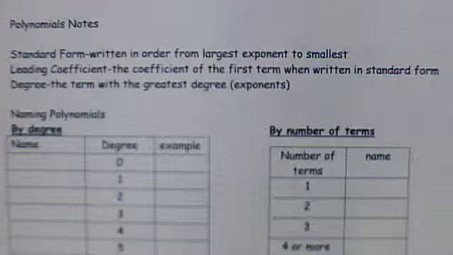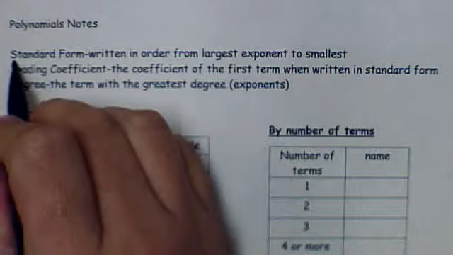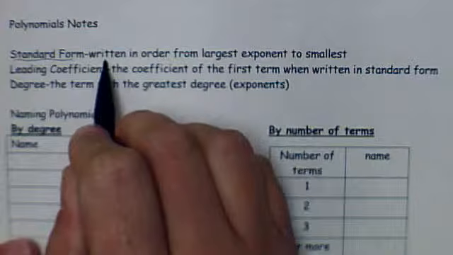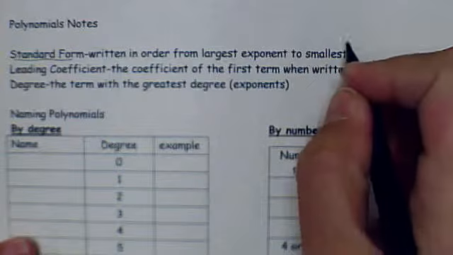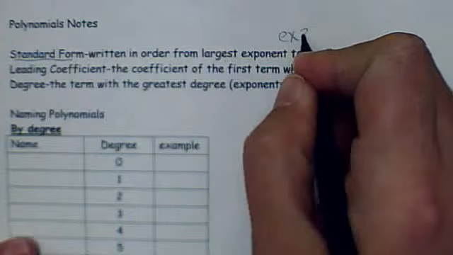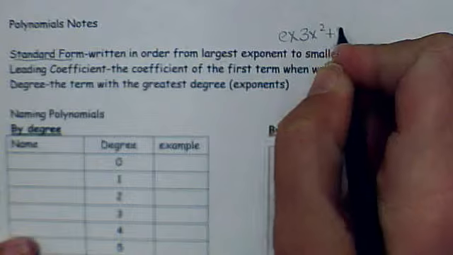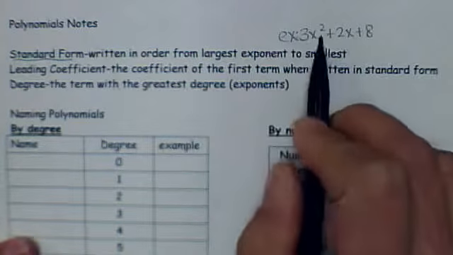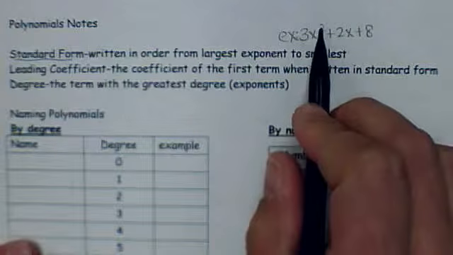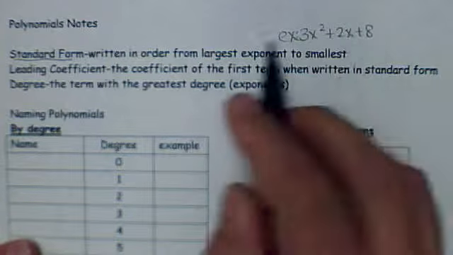Today in Algebra 2 we talked about polynomials. Standard form is when the polynomial is written in order from largest exponent to smallest. An example of that is 3x squared plus 2x plus 8. Our exponents are in order from biggest to smallest.